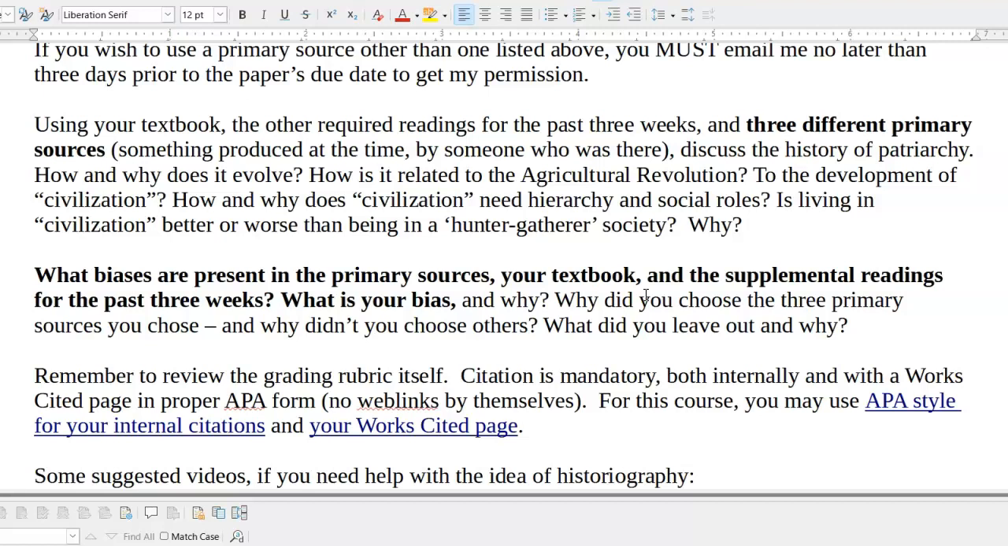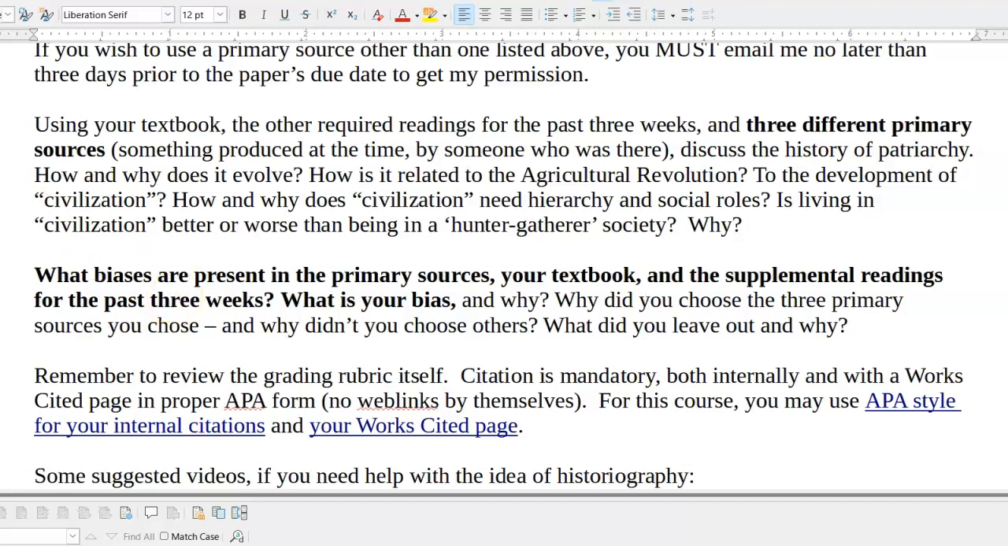Discuss the history of patriarchy. How and why does it evolve? How is it related to the agricultural revolution? How is it related to the development of this thing we call civilization? How and why does civilization, this thing that we will be working on some kind of weird definition for, need hierarchy and social roles? Is living in civilization better or worse than being in a hunter-gatherer society? Why? All right, so it's going to be a nice little essay in which you're going to address all of those issues, and you're going to use your primary sources to justify or support your argument.